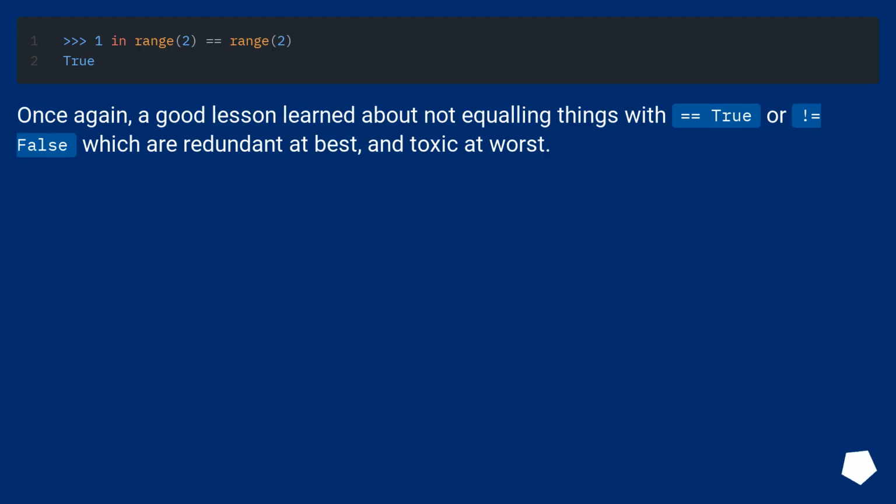Once again, a good lesson learned about not comparing things with == True or != False, which are redundant at best and toxic at worst.